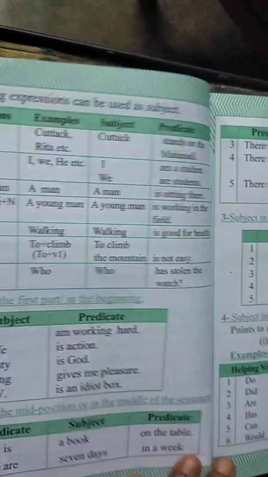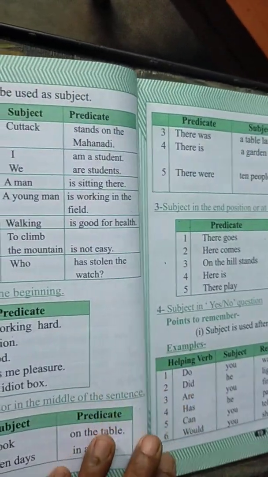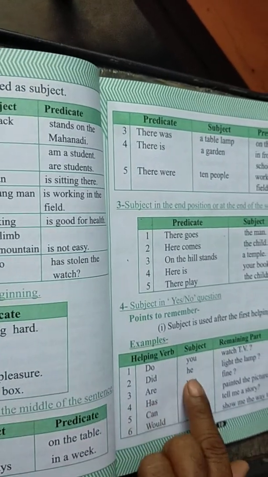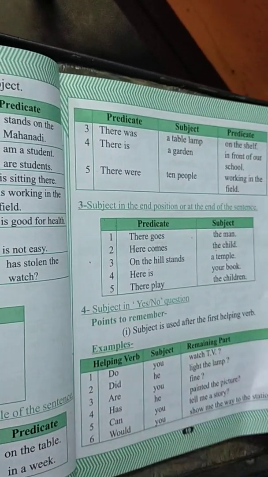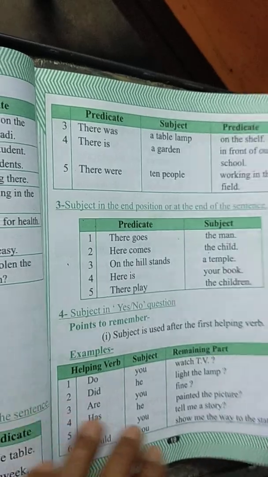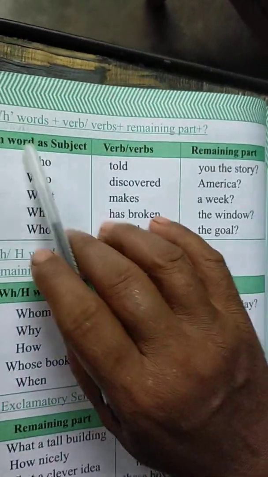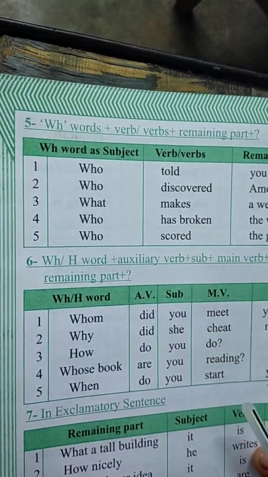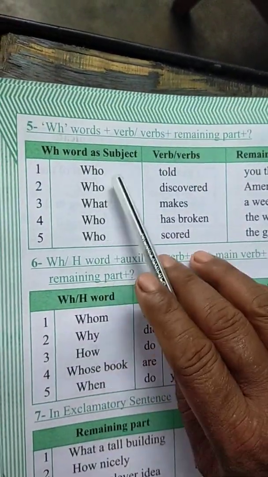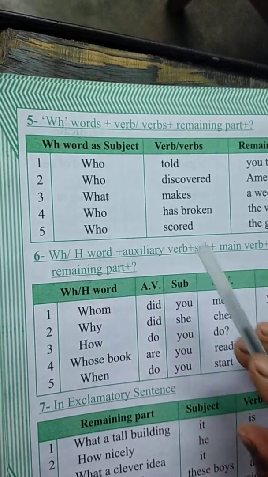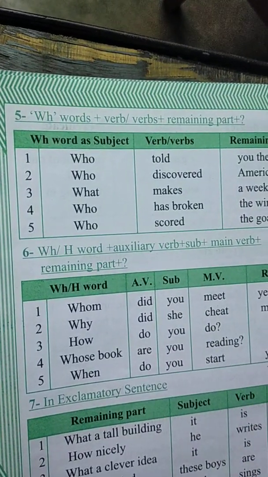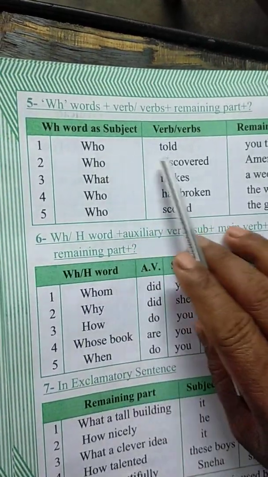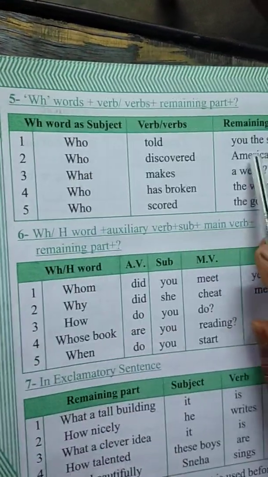Yesterday we read the subject and predicate. That means we have read that the subject is used after the first helping verb. That we have completed. Then we will read the double H words plus verb or verb plus remaining parts. Double H words means who, whose, what, where, whom. These are the double H words. Understood?